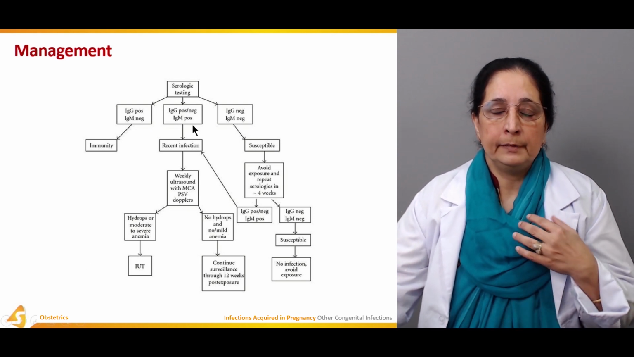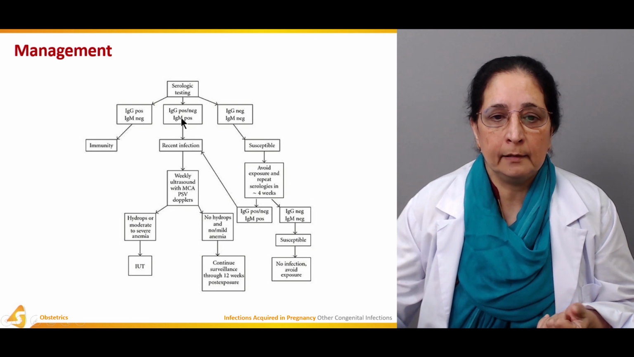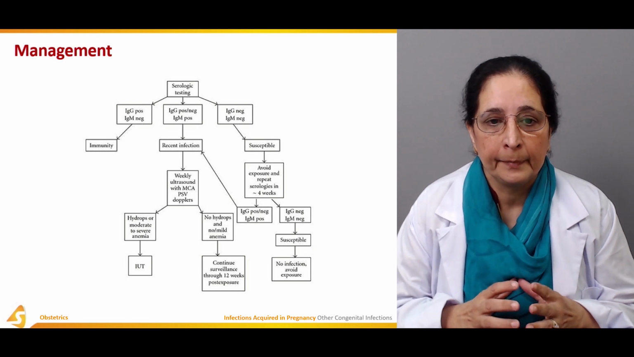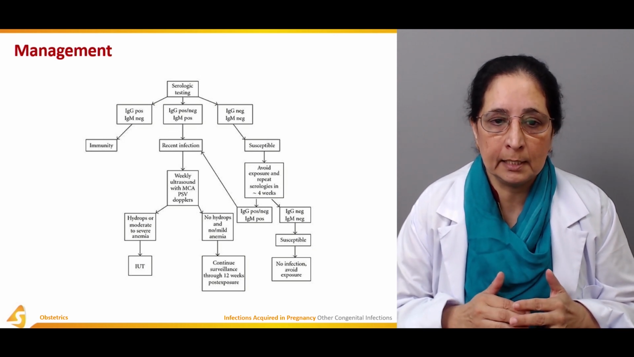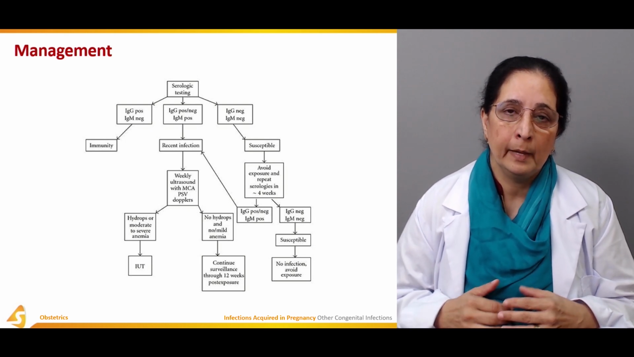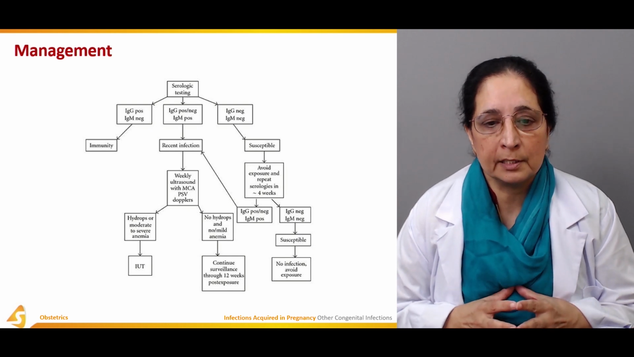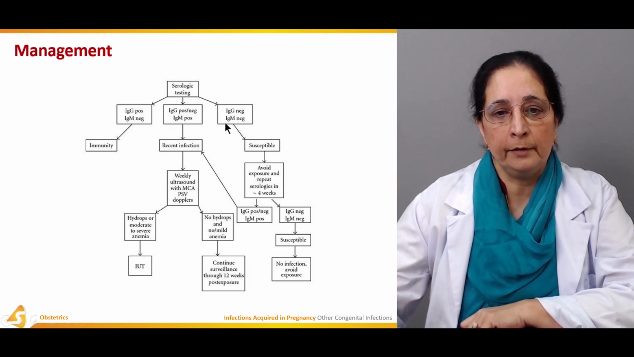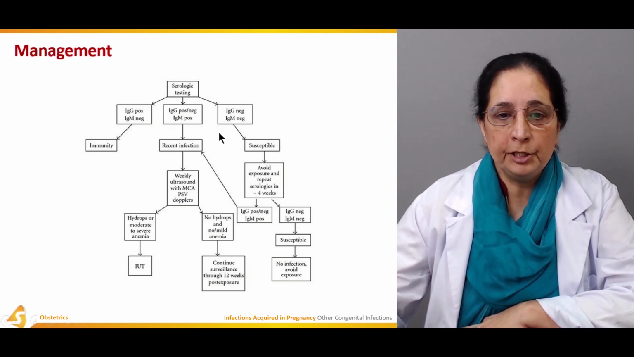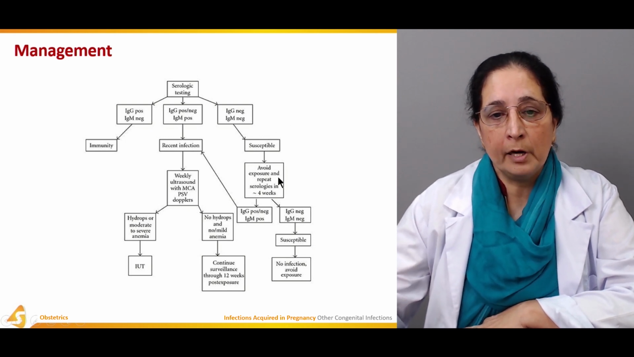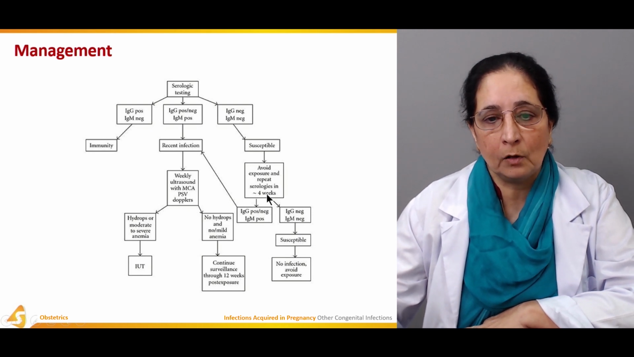So again, if the serology shows that IgG is positive or negative, but IgM is positive, then it means the infection is recent, and weekly Dopplers and ultrasounds should be performed, and then intrauterine transfusions are required sometimes. Then in the third scenario, if IgG is negative and IgM is also negative, it means there is susceptibility, so avoid exposure and repeat serologies in 4 weeks.